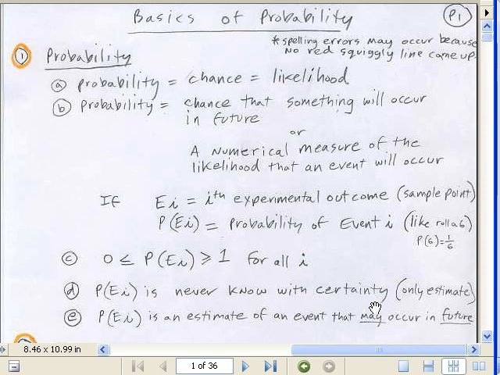All right, probability is never known with certainty. It is only an estimate, right? Because we're estimating something into the future. Do you know the future for sure? Well, probably there's a couple things that get pretty close to 1 and 0, right? What's the probability that the sun is going to go out in the next 10 seconds? That's pretty close to 0. Hey, what's the probability that it's going to rain at least one time this year in Seattle? That's probably pretty close to 1, right? And those are probably pretty certain. But the future is never known with certainty. P of E sub i is only an estimate of an event that may occur in the future.